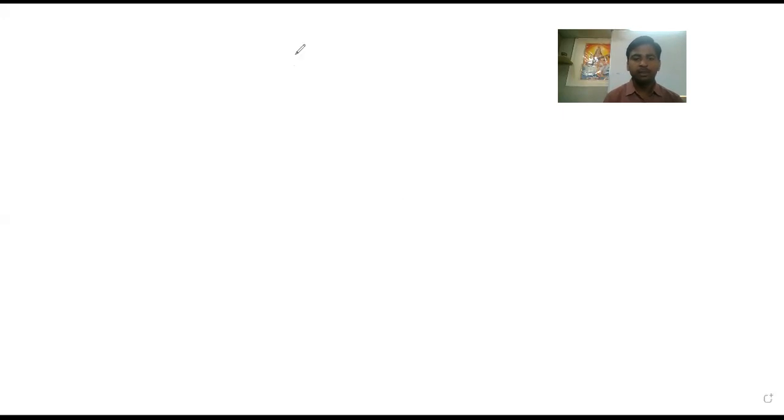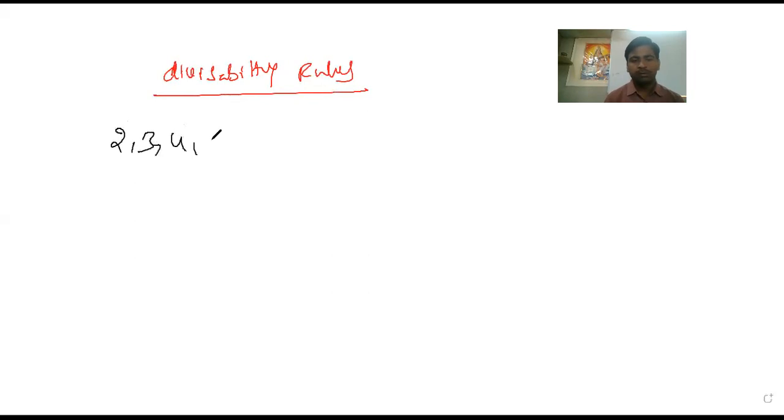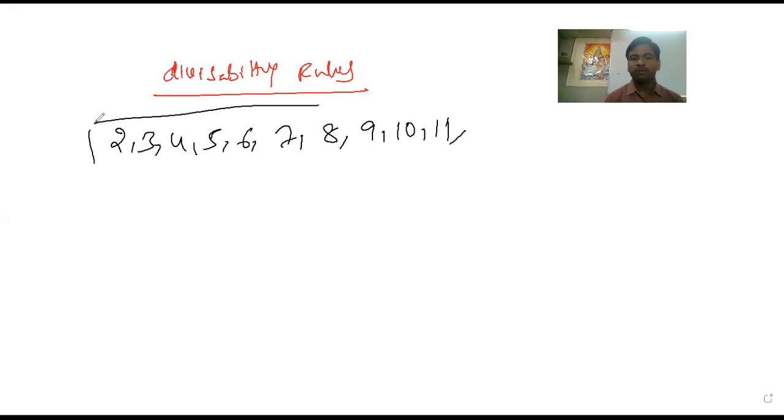Today we have to see a fundamental and very important topic, that is divisibility rules. Divisibility rules of all the numbers. For example, if you know the divisibility rules of 2, 3, 4, 5, 6, 7, 8, 9, 10, 11, this is enough. After this, 12, 13, 14 keep on going.